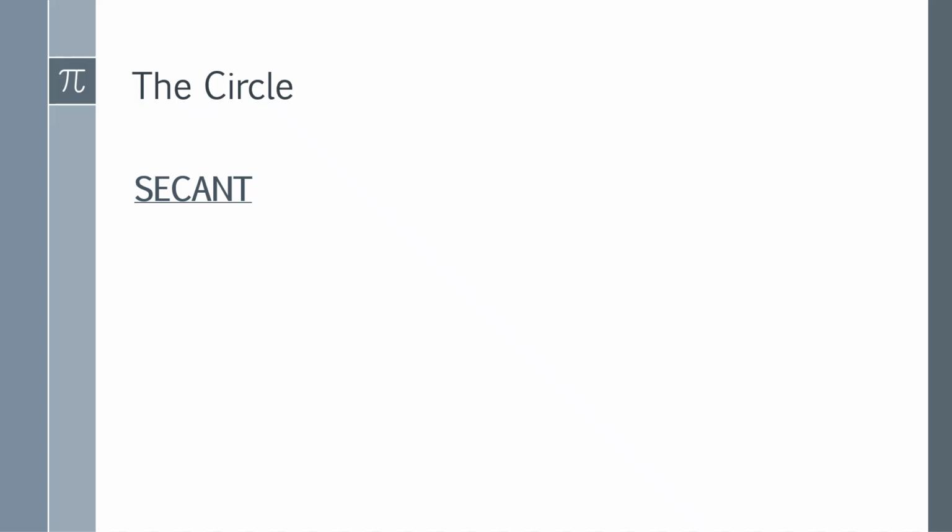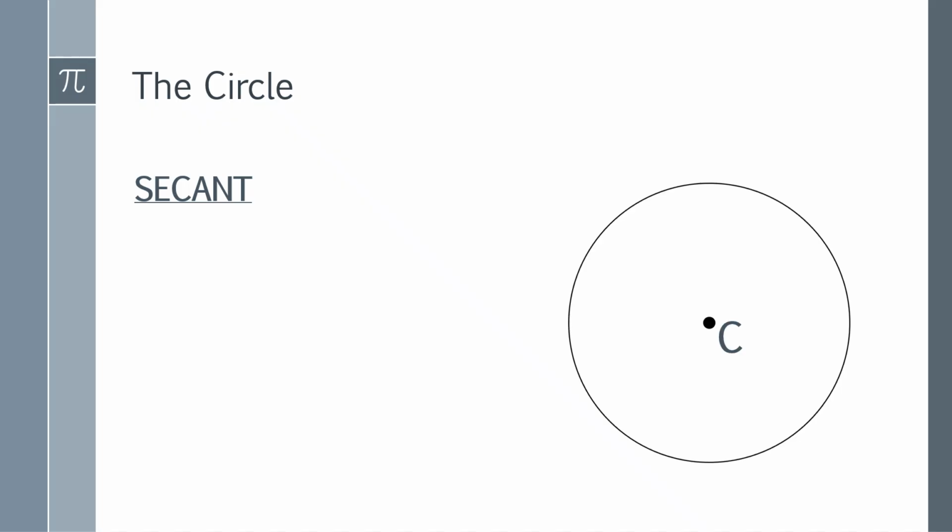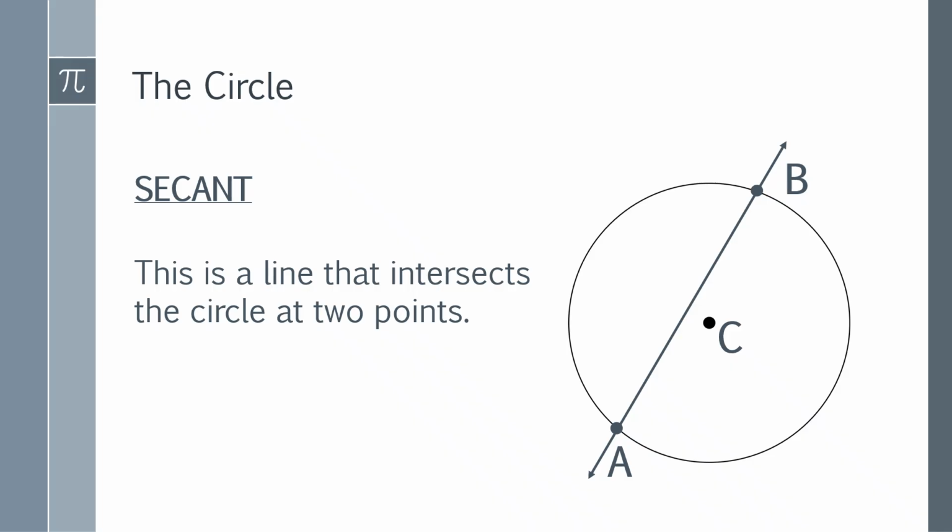Another terminology, we have the secant. So let's say we have a given circle. We have the circle C with the center, of course, C. And we have here a line with 2 points A and B. So what do you mean by secant? When we say secant, this is a line that intersects the circle at 2 points.